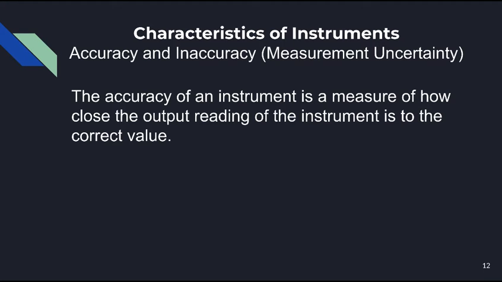The accuracy of an instrument is a measure of how close the output reading of the instrument is to the correct value. In practice, it is more usual to quote the inaccuracy or measurement uncertainty value rather than the accuracy value for an instrument. Inaccuracy or measurement uncertainty is the extent to which a reading might be wrong, and it is often quoted as a percentage of the full-scale reading of an instrument.